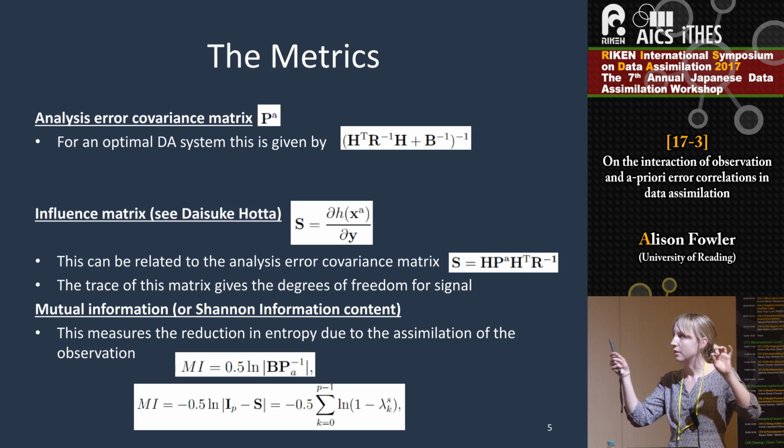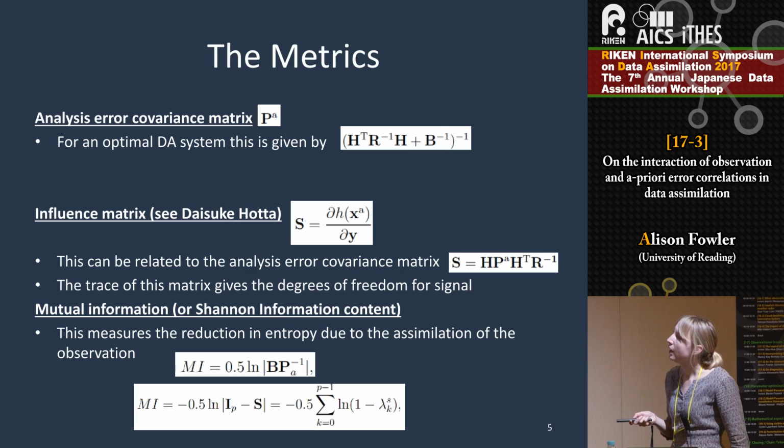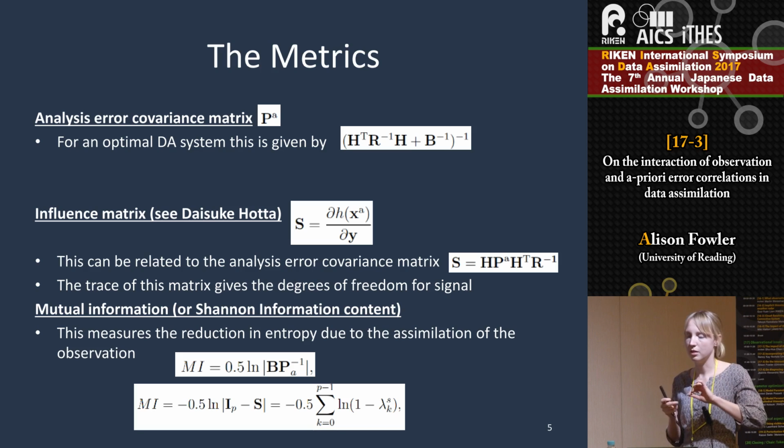The off-diagonal elements tell you about the spread of information from the observations. Again, this can be written just in terms of the covariance matrices R and B and your observation operator. And as Daisuke has already mentioned, the trace of this matrix gives the degrees of freedom for signal. That is just the sum of the self-sensitivities and not the information about the cross-sensitivities, so the spreading of information.